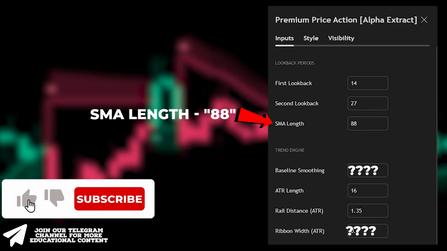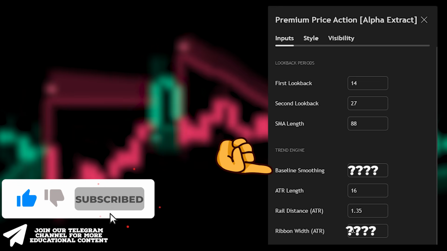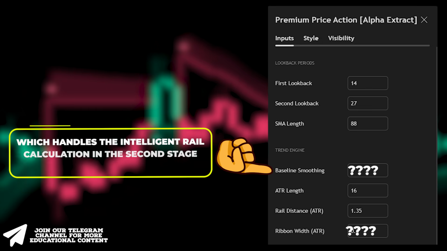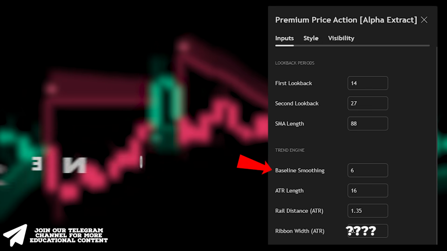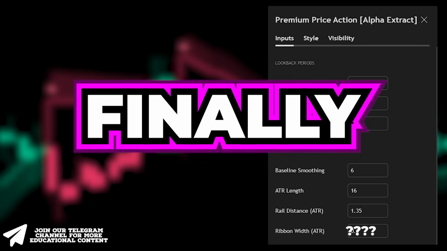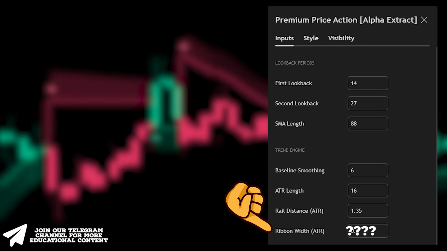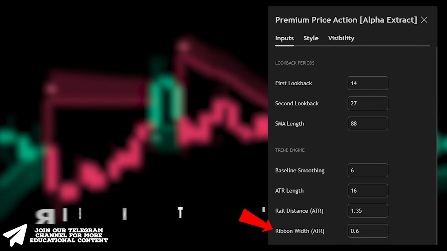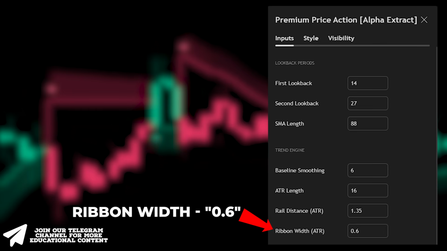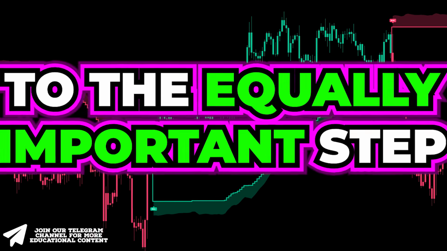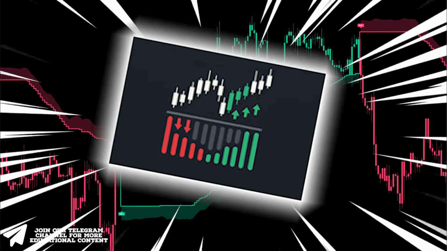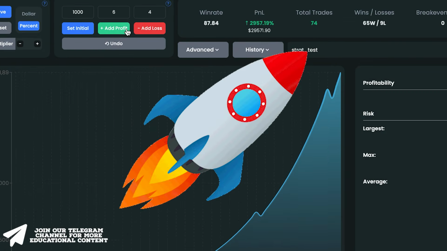Change it to 88. Then we have the baseline smoothing, which handles the intelligent rail calculation in the second stage of trend identification. Adjust the value to 6. Finally, there's a supportive parameter called ribbon width, so change it to 0.6. As of now, we can move on to the equally important step of adding a trading filter to improve the results even more.